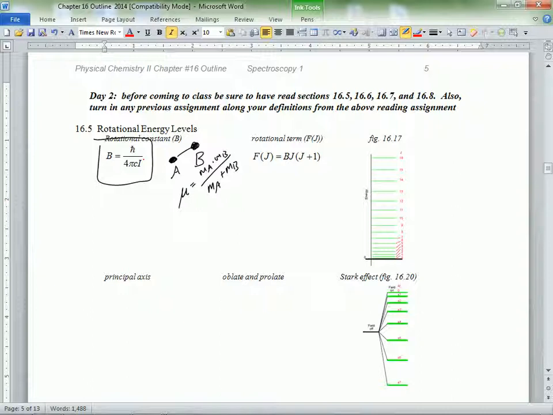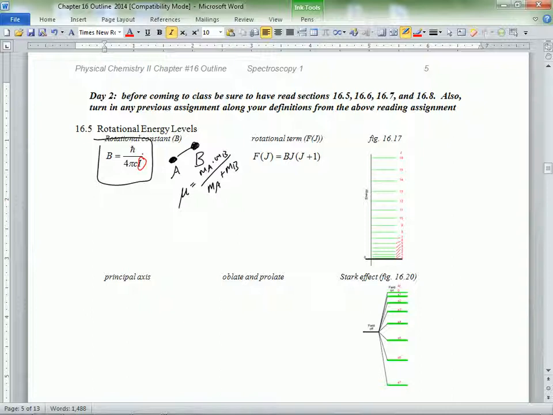What's I? I is the moment of inertia. So depending on the molecule that you have, I've been holding this thing for a while, page 464, are all these different molecules, and they give you the expression to calculate the moment of inertia.